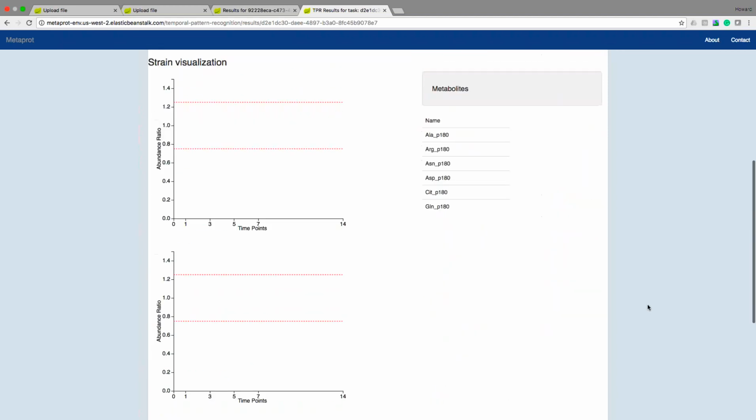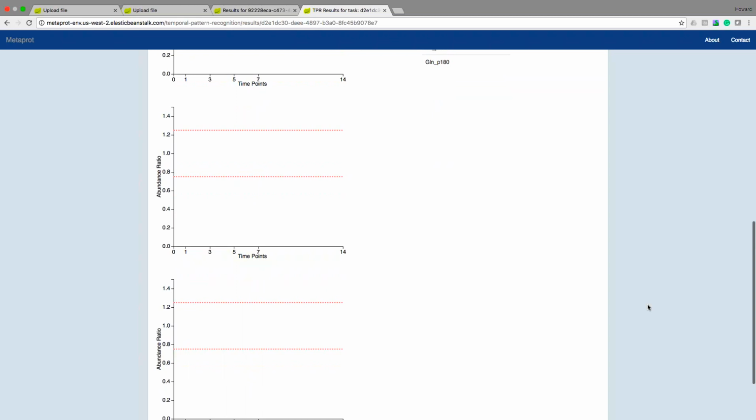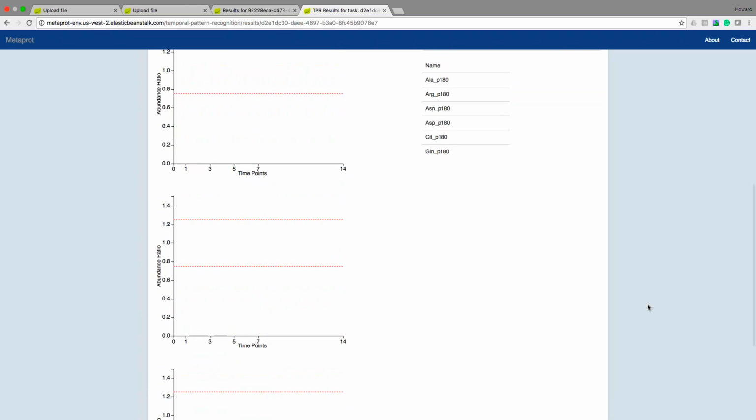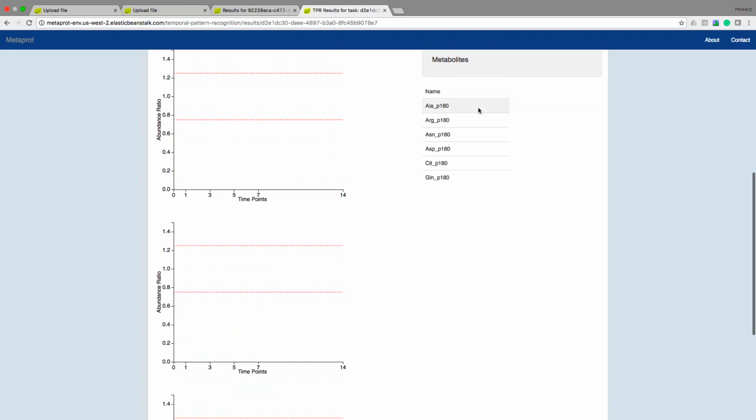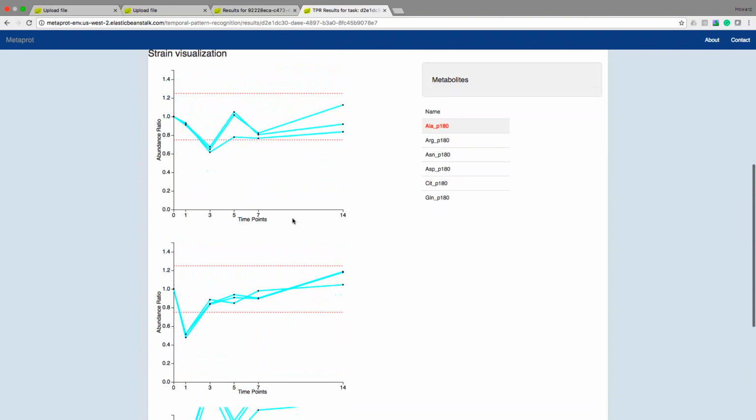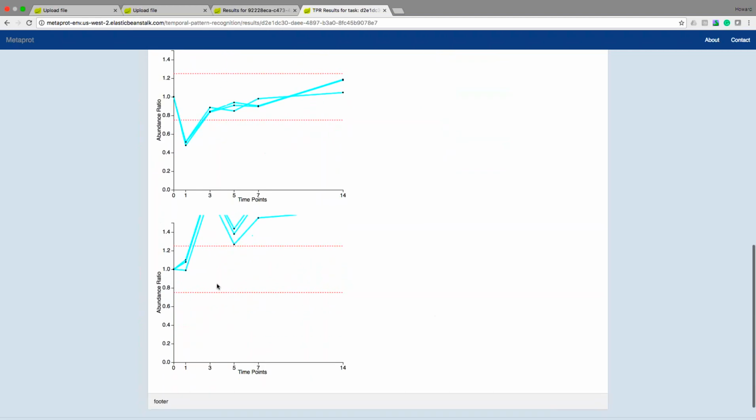And also, the data set is for 3 mouse strains, and you'll be able to see the pattern of the metabolites for individual mouse strains. So let's say alanine. Alanine shows very similar patterns in the first strain and second strain, while it shows very different patterns in the third strain.